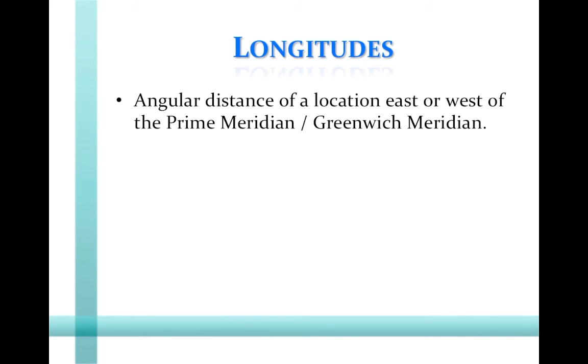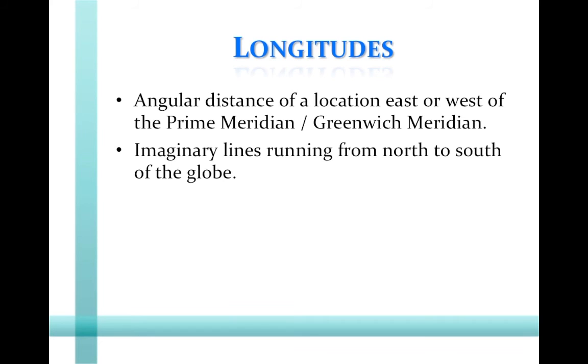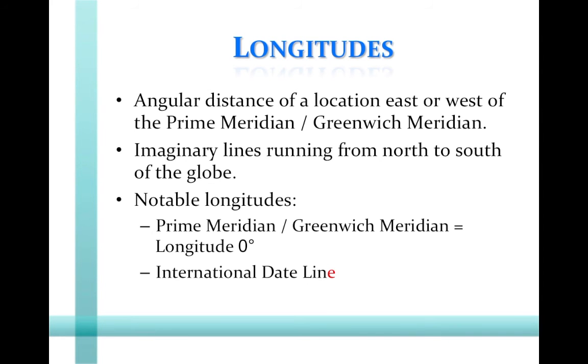Longitudes. Longitude refers to the angular distance of a location east or west of the prime meridian, also known as the Greenwich meridian. In simpler terms, they are imaginary lines running from north to south of the globe. Some of the more notable longitudes are the prime meridian, also known as the Greenwich meridian, which is longitude 0 degrees, and the international dateline.